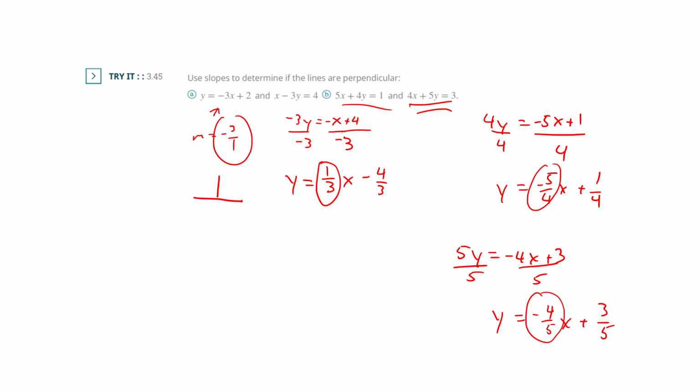So remember, check the slopes for parallel if they have the identical slope and start with different y-intercepts. They can't have the same y-intercept, but if they have different y-intercepts and the same slope, they're parallel. If they have slopes that are reciprocals of each other, meaning they're upside down and have the opposite sign, then they're perpendicular.